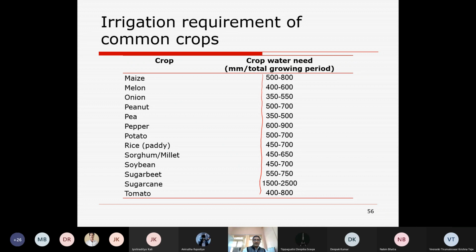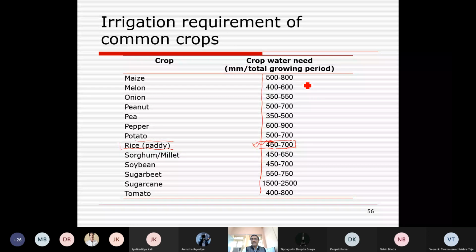Say for example, rice, which is grown in almost every part of the country, starting from the arid region, some parts of Rajasthan and Gujarat as well, rice is cultivated, and here in West Bengal, where maximum rainfall is there, rice is also cultivated. So it's basically the range, the minimum, that is without any loss.